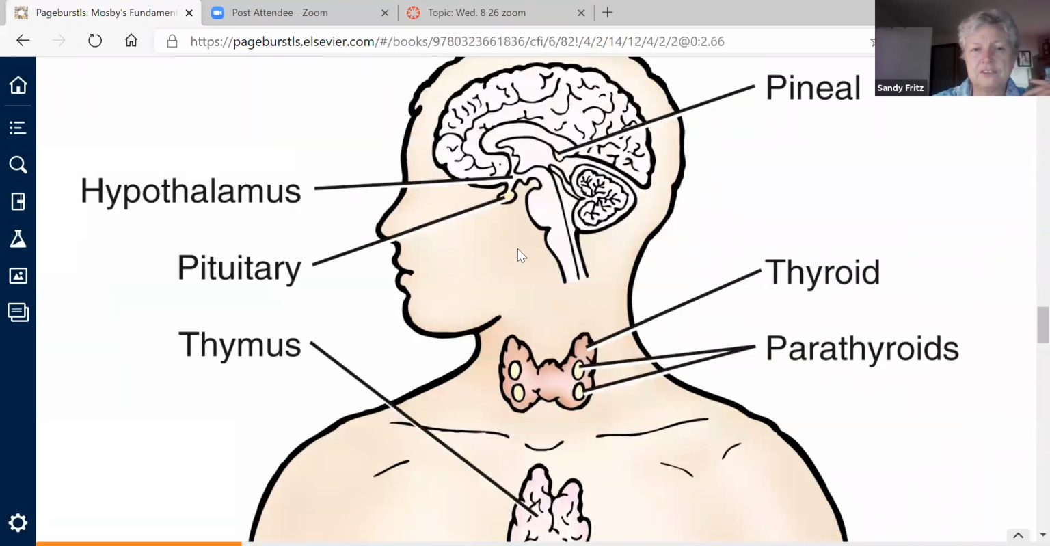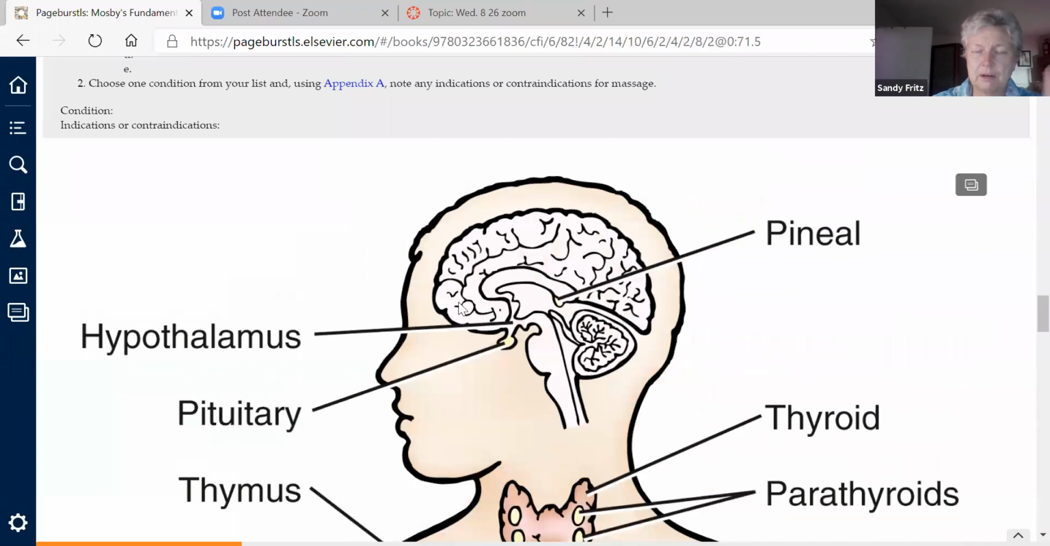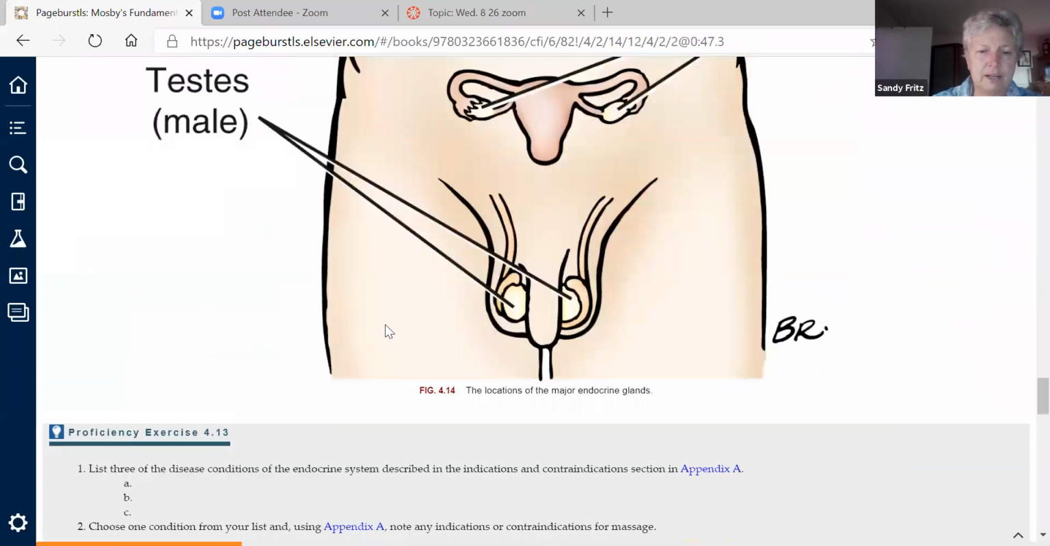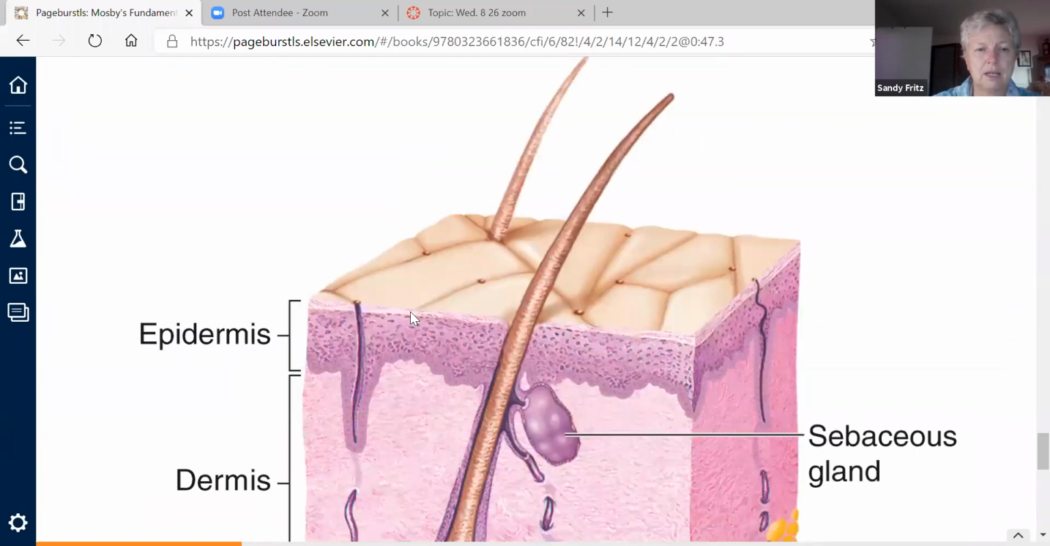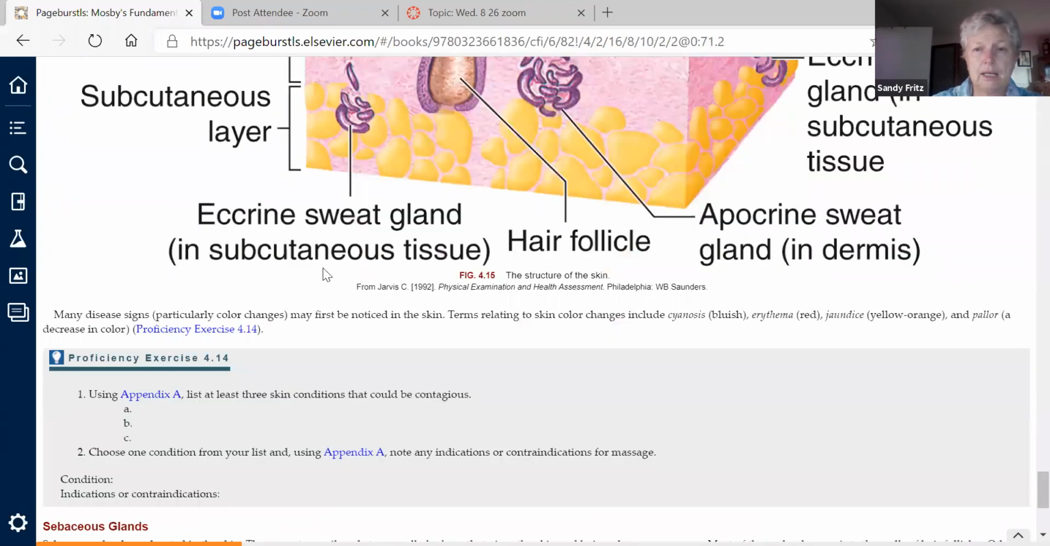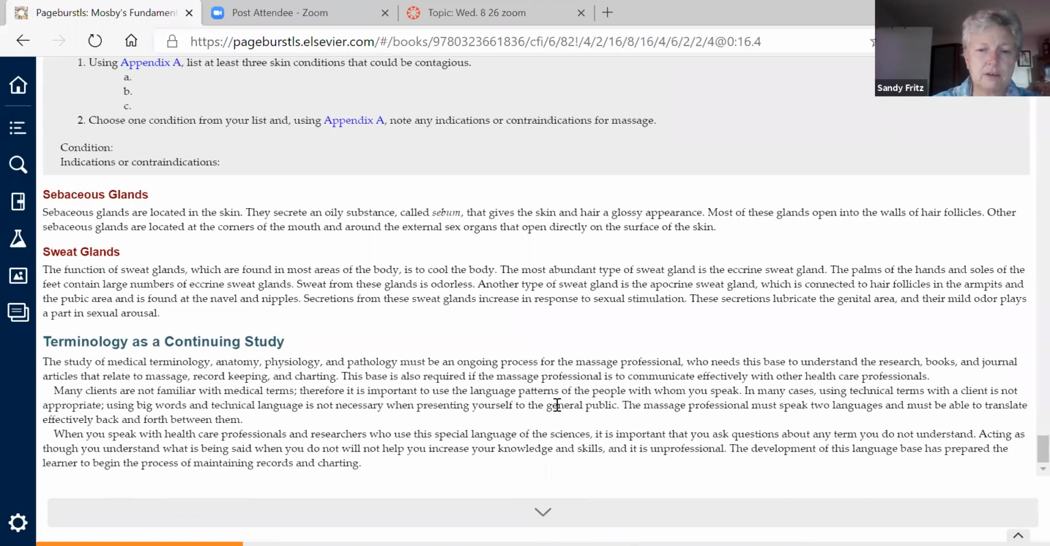And the nervous system and the endocrine system are integrated. And so if we affect one, we affect the other. And we touch the skin. So you need to understand the skin and how it's put together, and how it functions and how it repairs itself and renews itself.